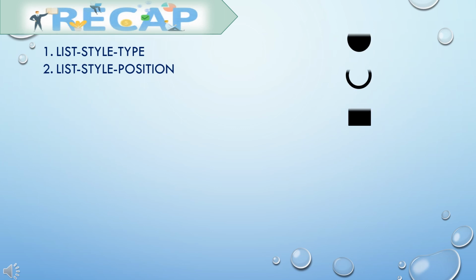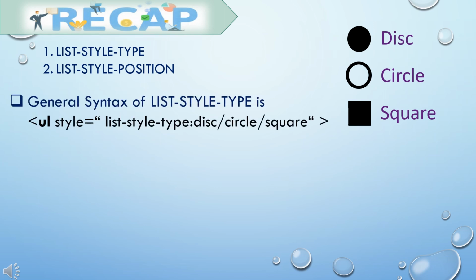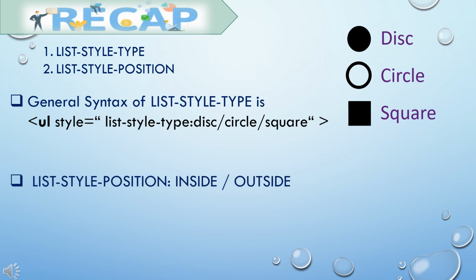In our last lesson, we learned about two major properties of an ordered list. These are list style type and list style position. By default, unordered lists have bullet shape. The list style type property is used to change the default bullet shape into a circle, square, or disk. The general syntax of list style type is: inside the UL tag, style equals list style type, which can be circle, square, or disk.